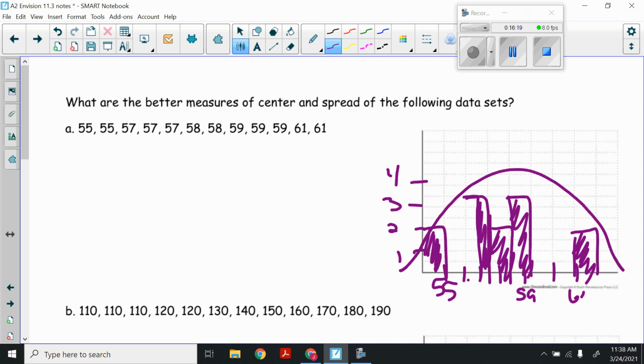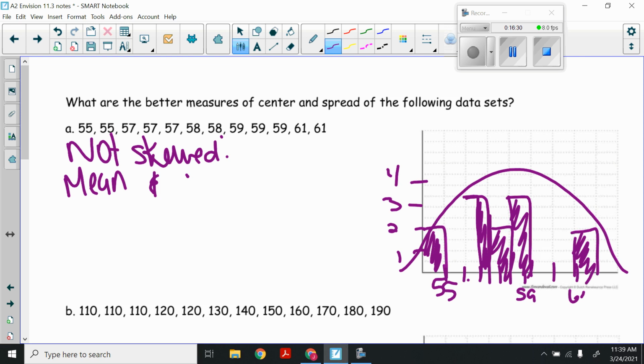I draw this. It looks like it's normal, so this is not skewed. So this is going to be my mean and standard deviation. I can find that by plugging these into my calculator like we were doing. So my mean is equal to 58. My standard deviation, again, of the population, 1.87.